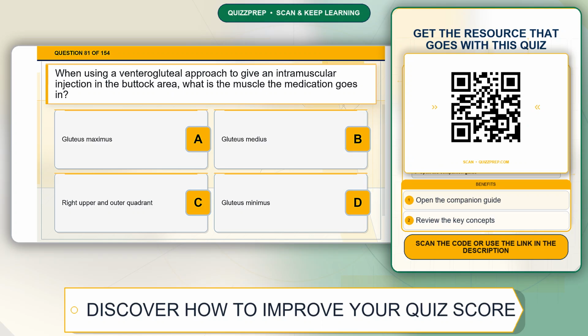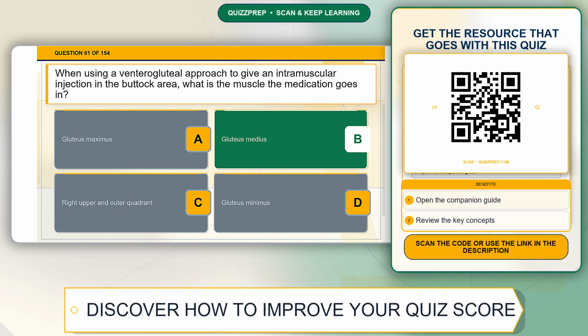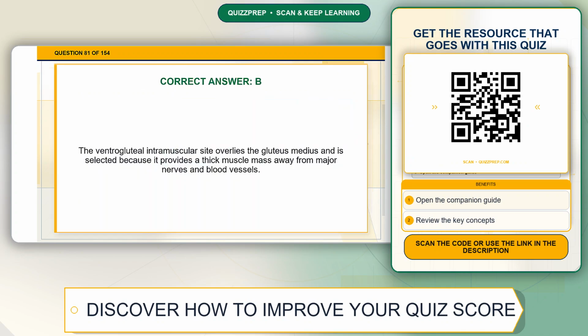Question 81. When using a ventrogluteal approach to give an intramuscular injection in the buttock area, what is the muscle the medication goes in? Option A, gluteus maximus. Option B, gluteus medius. Option C, right upper and outer quadrant. Option D, gluteus minimus. The correct answer is option B, gluteus medius. Explanation. The ventrogluteal intramuscular site overlays the gluteus medius and is selected because it provides a thick muscle mass away from major nerves and blood vessels.